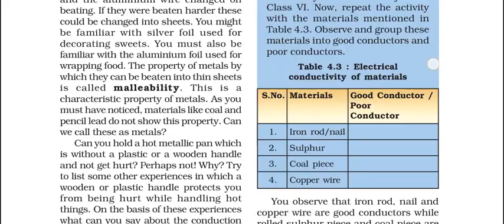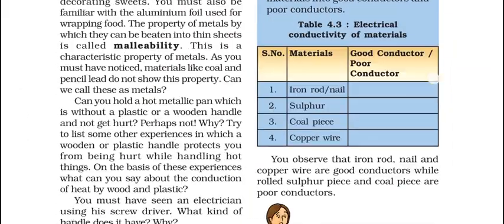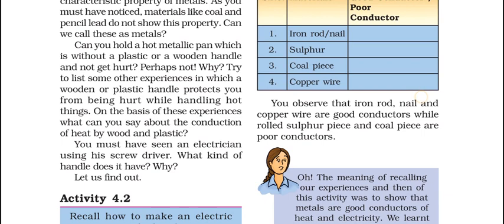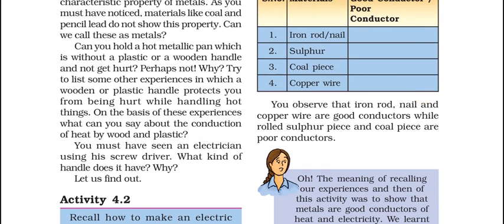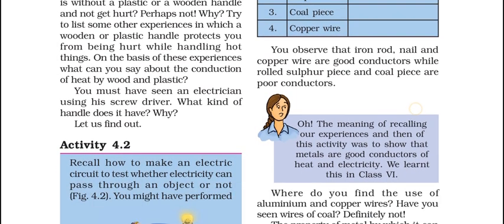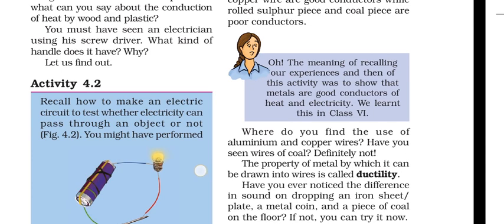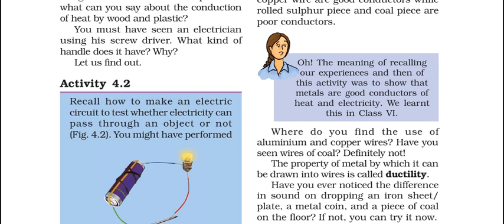Okay. Now one more activity: here we have iron, sulfur, coal, copper. Iron and copper are going to conduct electricity, and sulfur and coal do not conduct electricity. So therefore we can say that coal and sulfur are poor conductors of electricity. Now how do you find aluminum and copper wires? Can you make wires out of aluminum, copper? Yes.